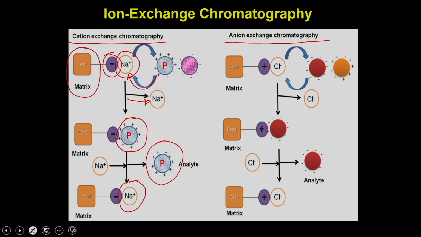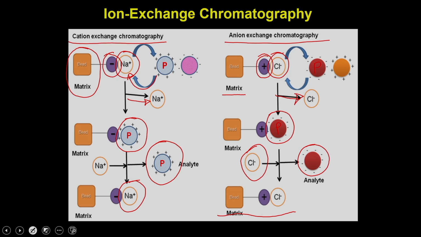Similarly, in the anion exchange chromatography, you have the matrix with the positively charged groups and then you have the counter ions. Once you add the negatively charged protein, it is going to go through the exchange process. In that process, the chloride is going to be displaced from the matrix and the negatively charged protein is going to bind, and then once you flow a very high concentration of the counter ions, the protein is going to be displaced from the matrix and eluted, and your matrix is again going to have the counter ion bound and it is going to be ready to use.